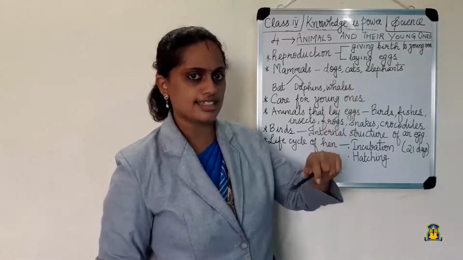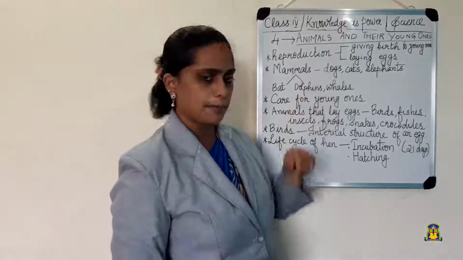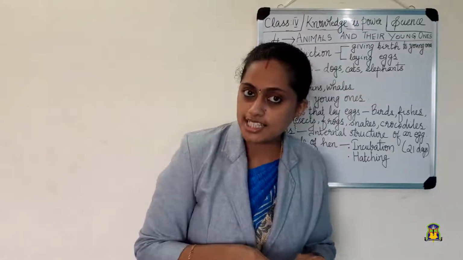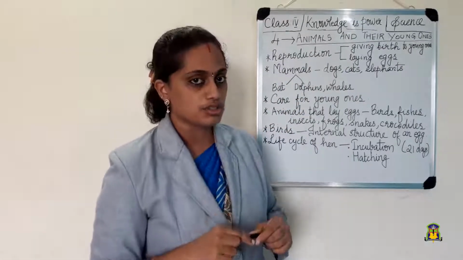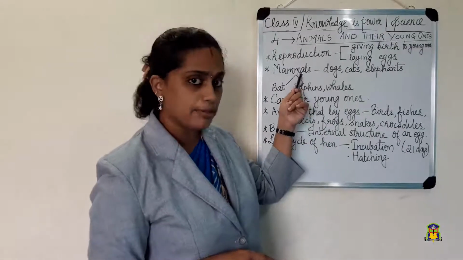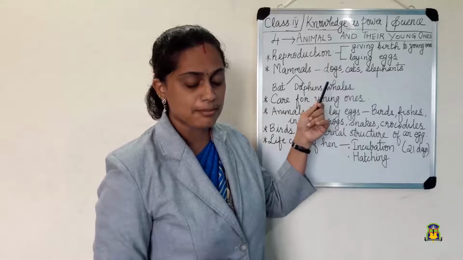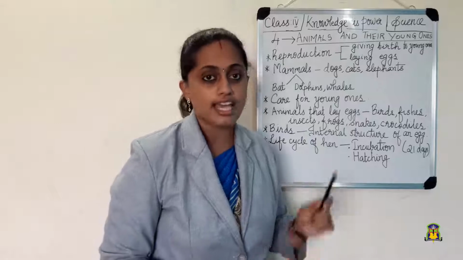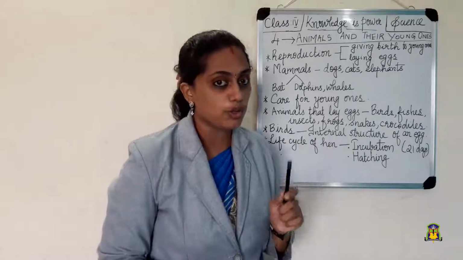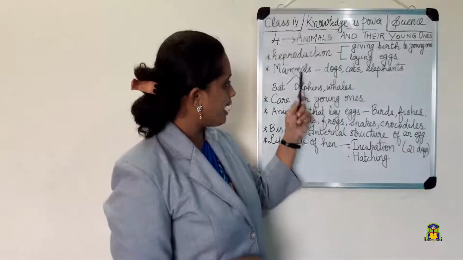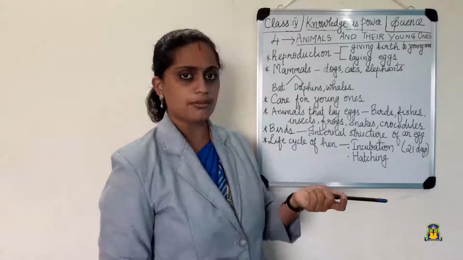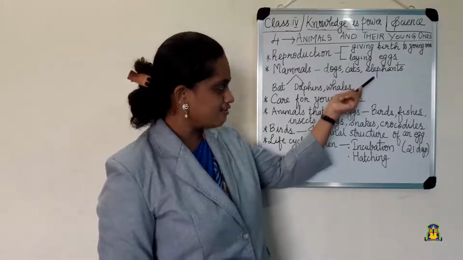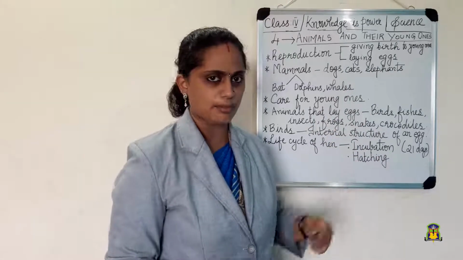You know that we have discussed these things. Now first we are going to see about animals that give birth to young ones. When we discussed animals that give birth to young ones, we saw about mammals. Do you remember what is a mammal? Animals that give birth to young ones and feed them with their own milk are called mammals. So we saw examples for mammals also. Which are those examples? Dogs, cats, elephants. So many examples we have seen about these mammals.